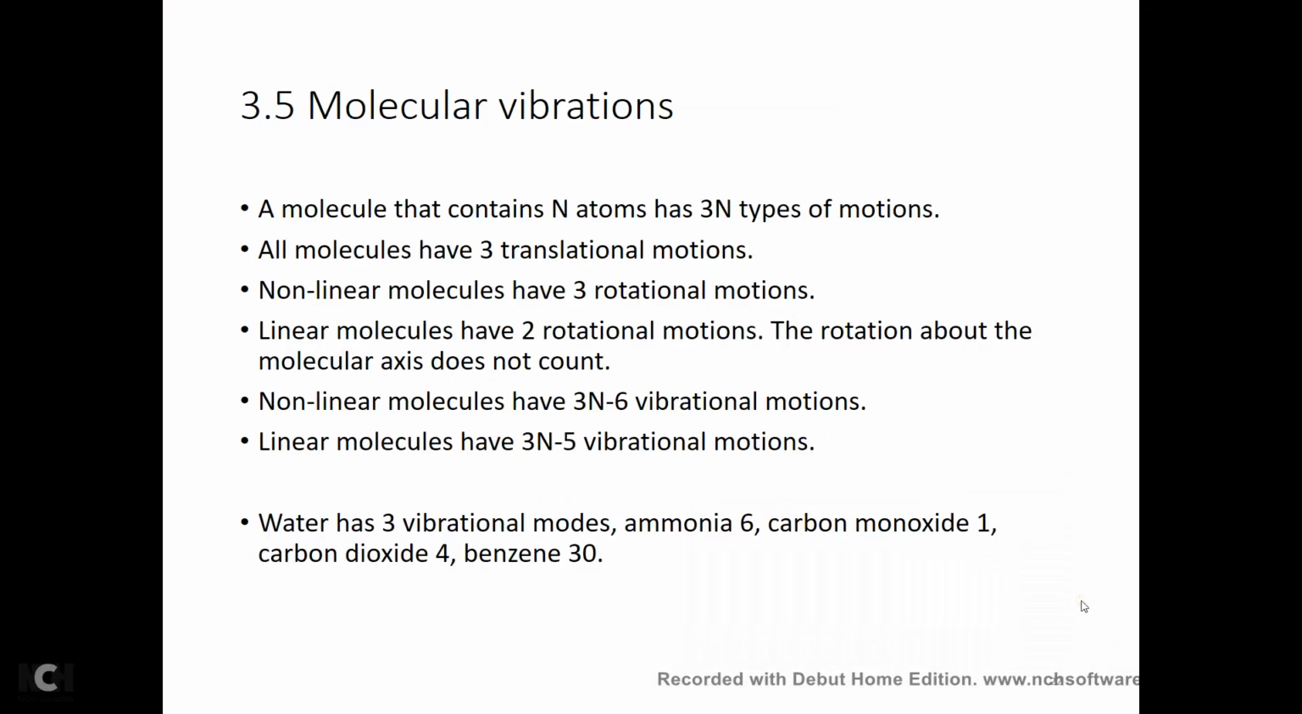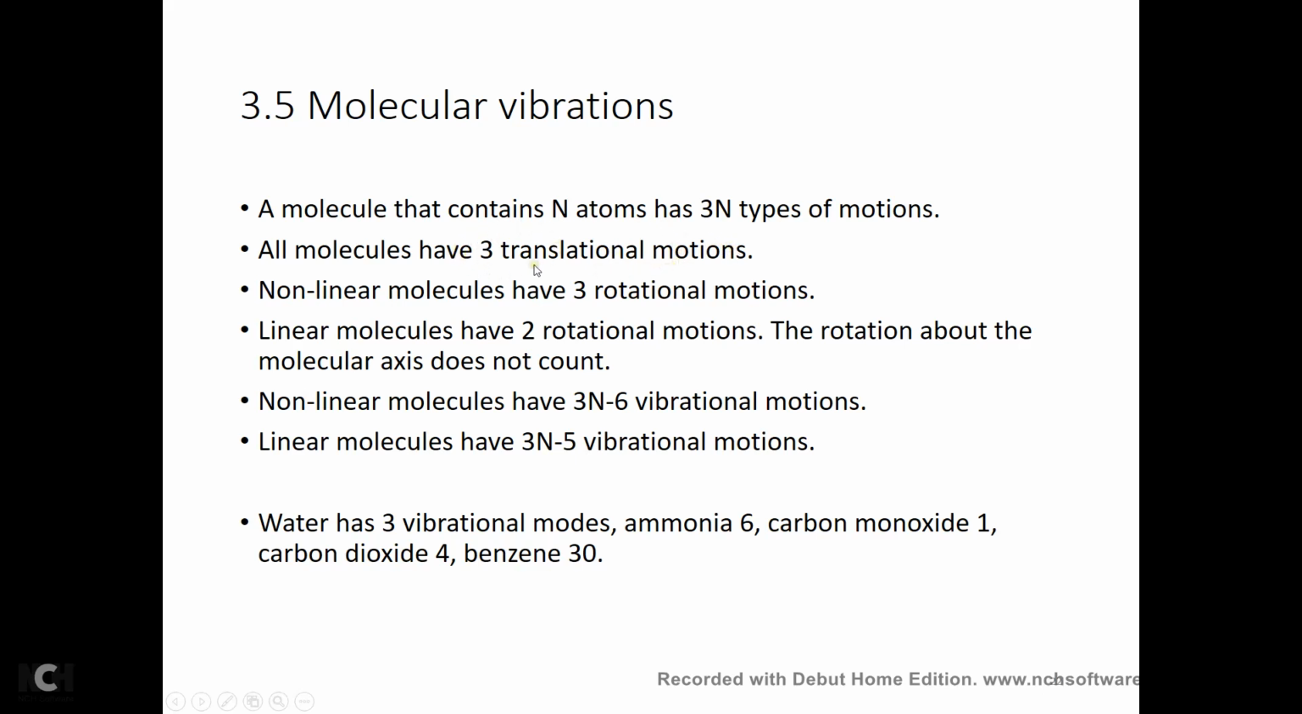Section 3.5 Molecular Vibrations. A molecule that contains n atoms has 3n types of motions. This is because each atom can move in the x, y, or z direction. Therefore, if you have 10 atoms, there are 30 types of motions. Among the 30 types of motions for the molecule that contains 10 atoms, 3 are translational motions. Actually, for all molecules, they all have 3 translational motions.